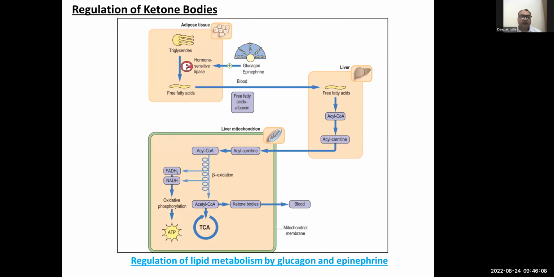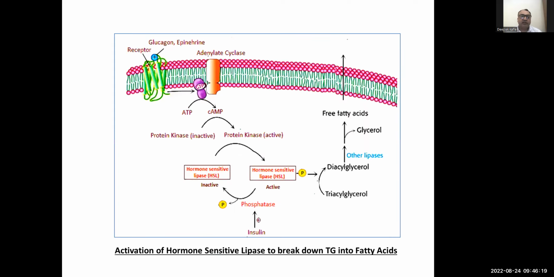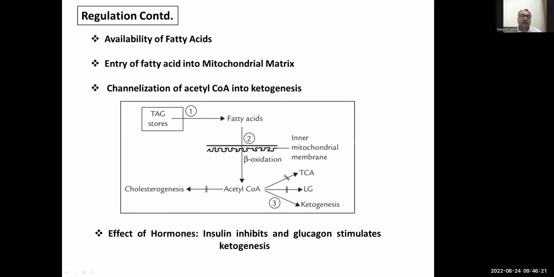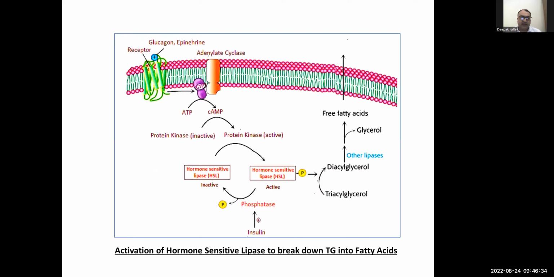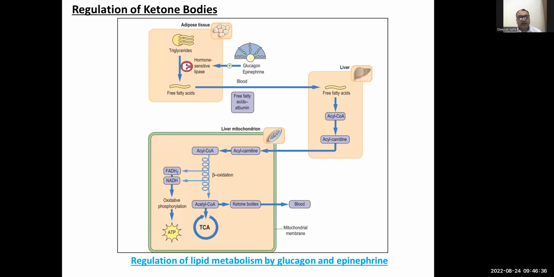Now let us see the regulation of the ketone bodies. The regulation of the ketone bodies takes place through hormonal regulation, and is also dependent on the availability of the fatty acids, the entry of the fatty acids into the mitochondrial matrix, and the channelization of the acetyl-CoA into ketogenesis. Now let us see how the ketone bodies are formed and how they are regulated.